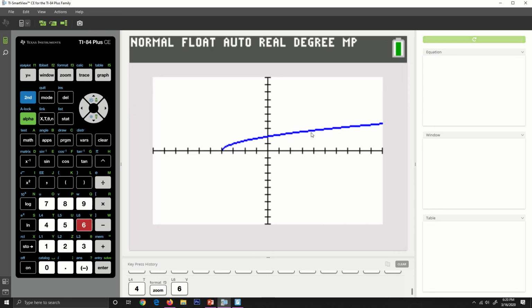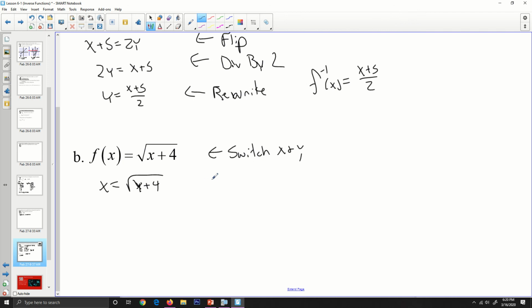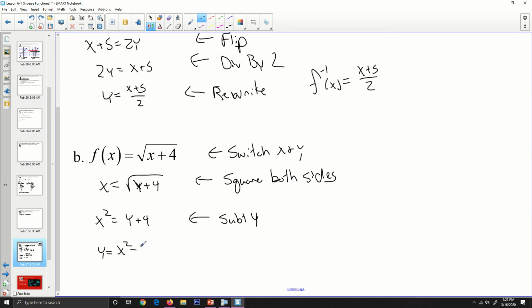And clearly, this is a one-to-one function. It passes the vertical line test, and it passes the horizontal line test. We're good there. So I switch my x and y, and I'm going to solve for y. I'm going to square both sides, and so I'll have x squared equals y plus 4. Then we're going to subtract 4, and that'll give me y equals x squared minus 4.